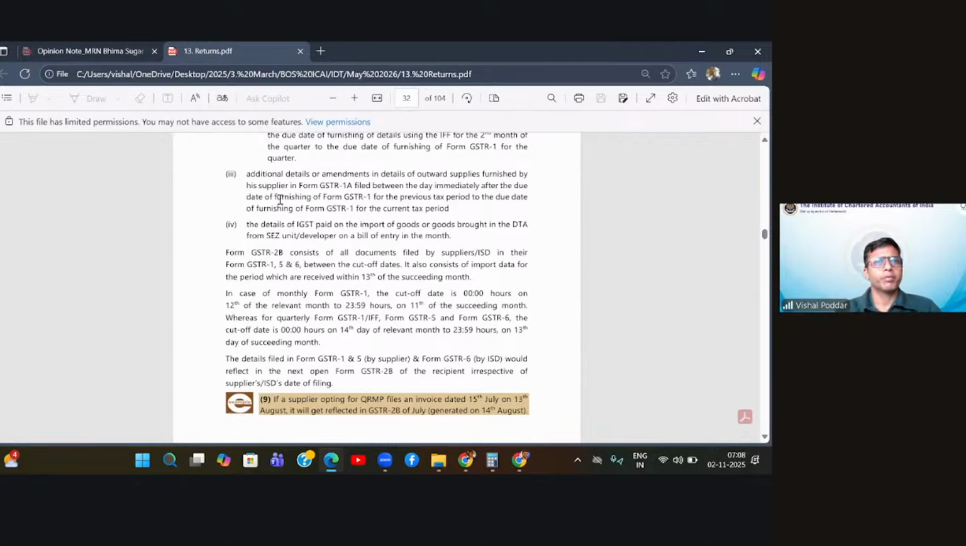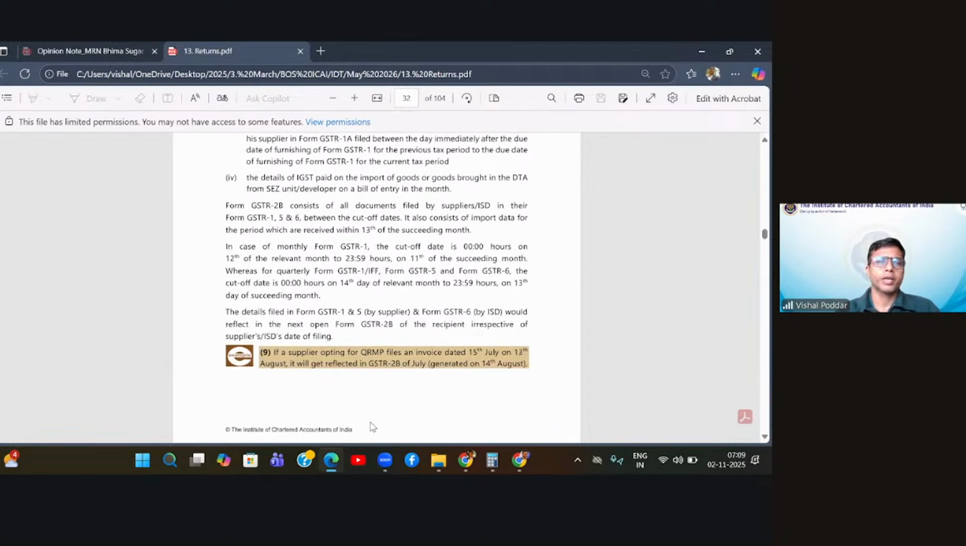If a supplier files a return even a few minutes after 12 o'clock in the midnight, the details will appear in 2A of the same month, because 2A is, as we discussed, dynamic and it is reporting details of a particular month anytime uploaded by the supplier. But those details will appear in 2B of the next month. So 2B is so strictly designed that only a supplier following the due date will be able to provide you the credit in the same month.